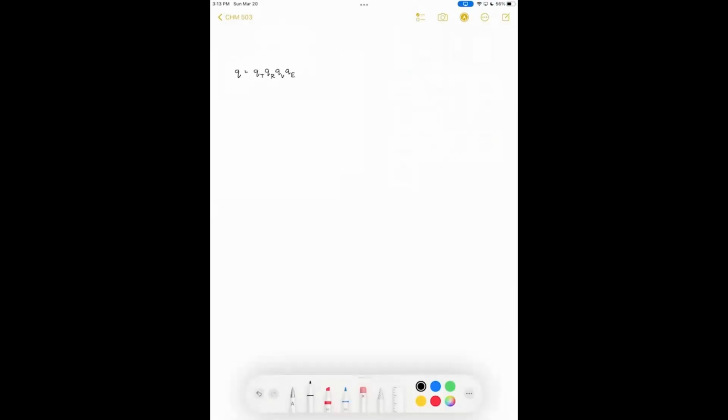At this point, we can put it all together to figure out what the total partition function is. Remember, the partition function is simply the product of all of these various partition functions that we've been calculating. So we've solved for all of these. We can go ahead and plug them in.